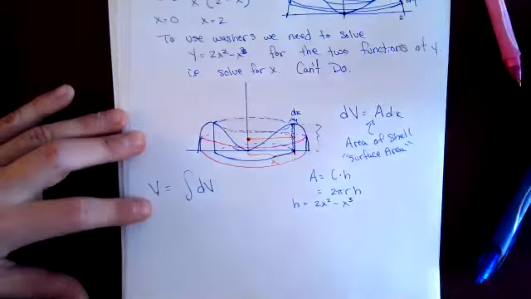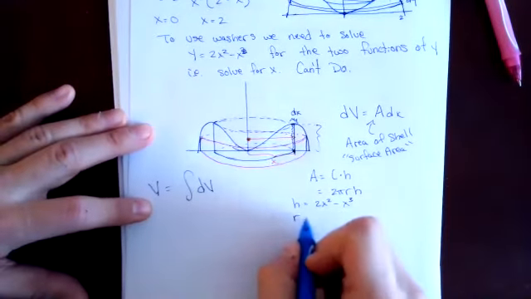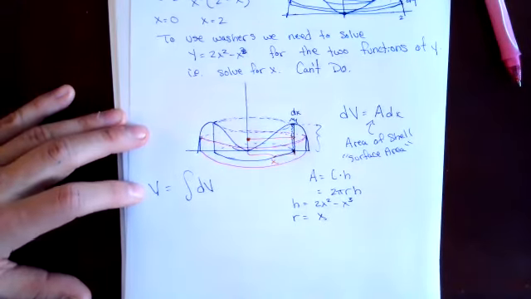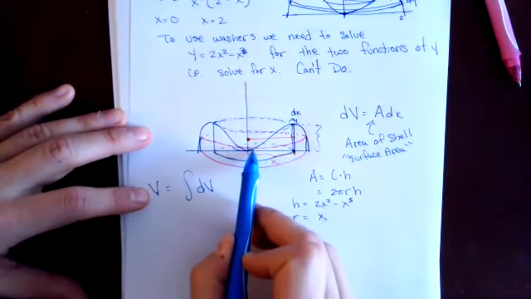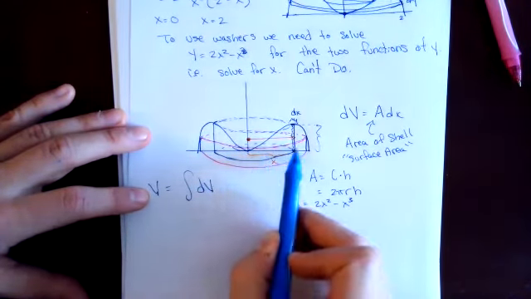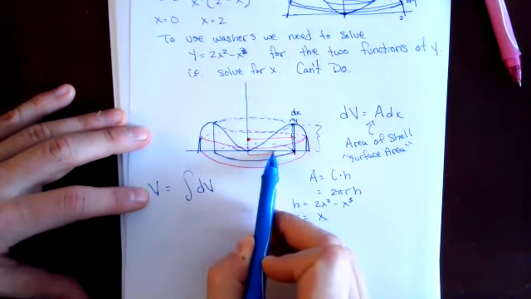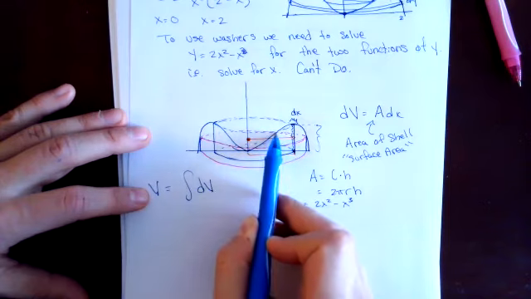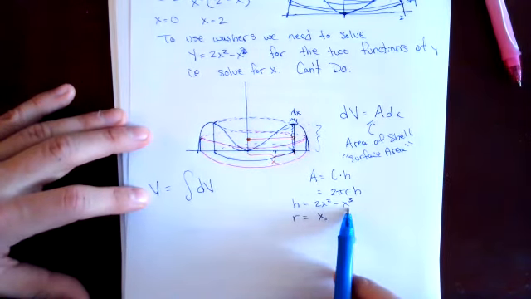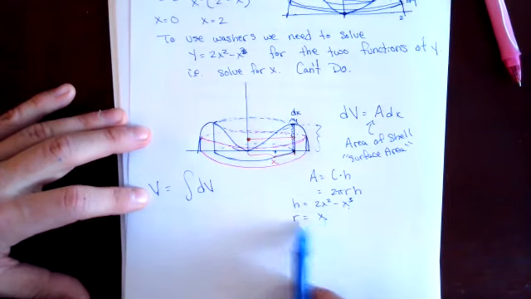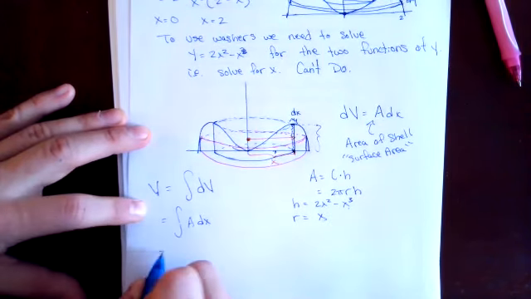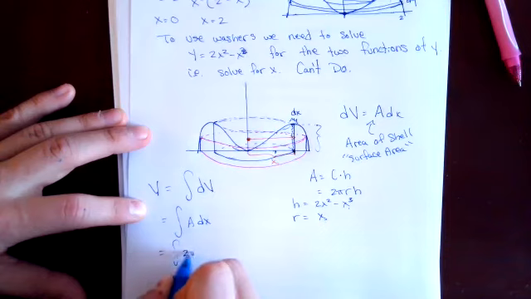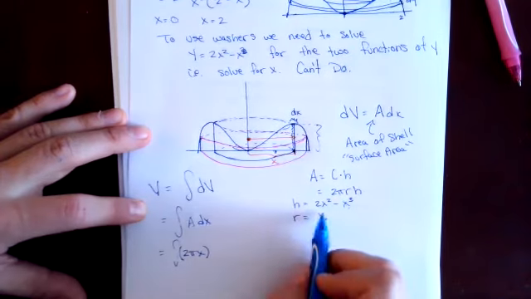I don't know if that diagram's getting too cluttered there, so let's just write it. The radius is whatever x value we're at. The way we're doing this is we're slicing up the x value, and whatever x value we're at is the radius, and the height based on that x value is given by that function. So now we have all of the pieces. We can just put them in. Our area was 2 pi times the radius times the height.